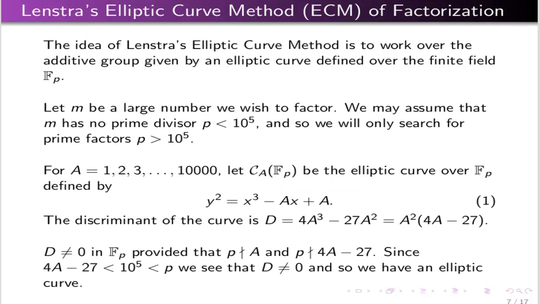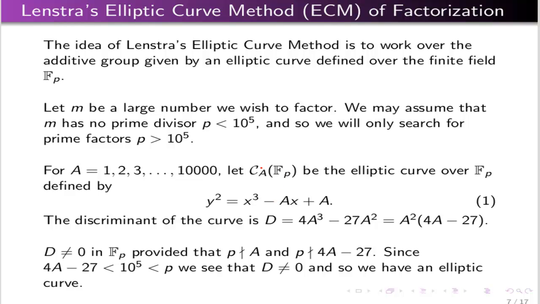So let's turn now to Lenstra's ECM method, the elliptic curve method for factoring numbers. So we're going to be working over an elliptic curve defined over a finite field F_p. So let's let, again, m be our big number that we wish to factor. And let's assume that m has no small prime divisors, say up to about 10 to the 5th power. I mean, those primes you can check very directly. So we're only going to be searching for prime factors bigger than 10 to the 5th. And then I'll let a be a parameter 1, 2, 3, up to 10,000, let's say.